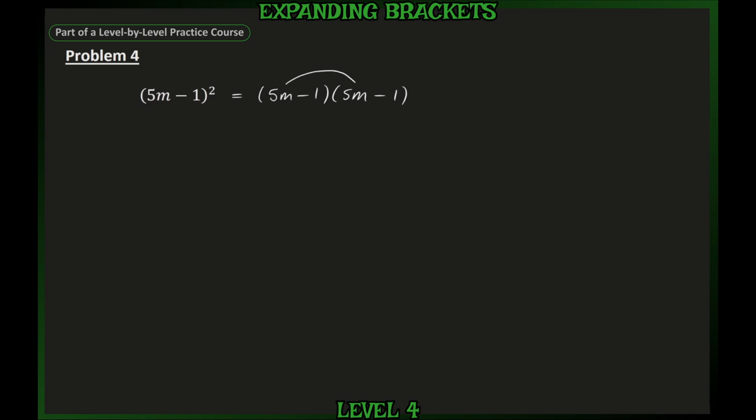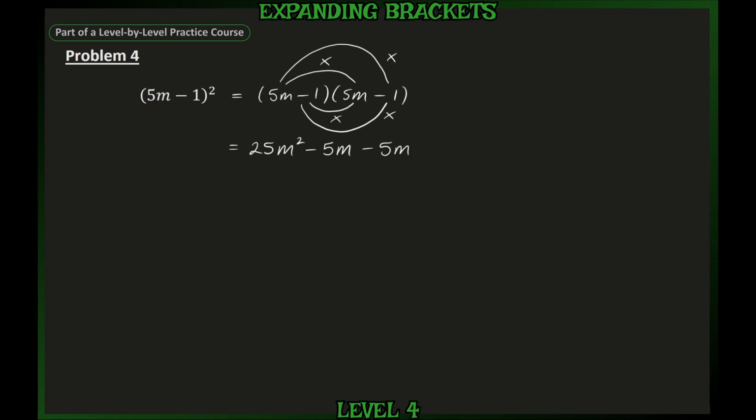So we can start with 5m times 5m. Well, 5 times 5 is 25, and m times m is m squared. So 25m squared is our first term. 5m multiplied by minus 1. Well, 5 times minus 1 is minus 5, so 5m times minus 1 is minus 5m. Next, we have minus 1 times 5m, which is just what we multiplied a moment ago, so we get minus 5m again, and finally minus 1 multiplied by minus 1.